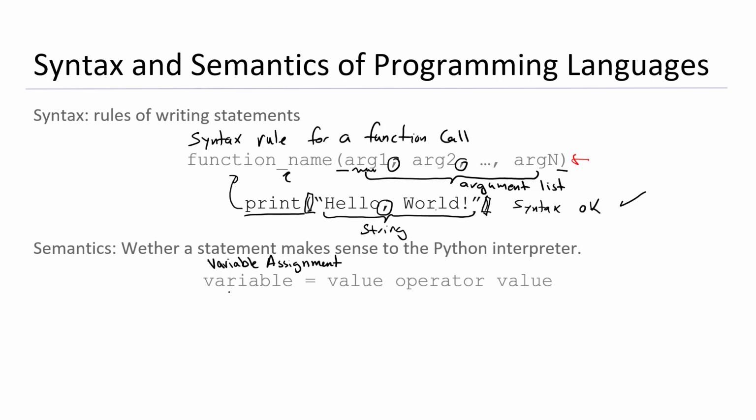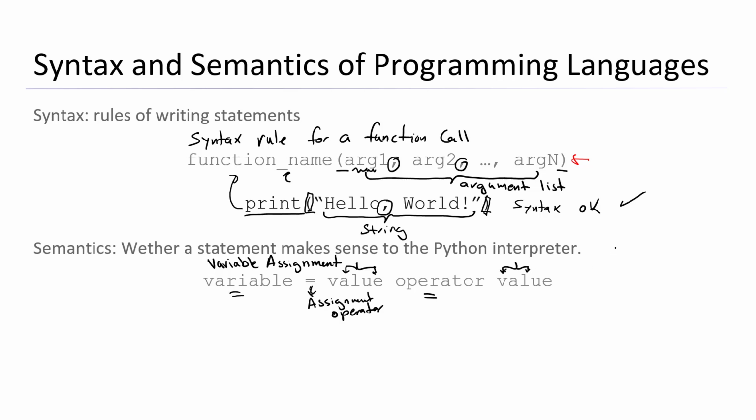So what does this rule say? The rule says that a variable assignment is written in this way. You write the variable name first, followed by the assignment operator, followed by some value. So you should supply one value, followed by an operator, followed by another value.